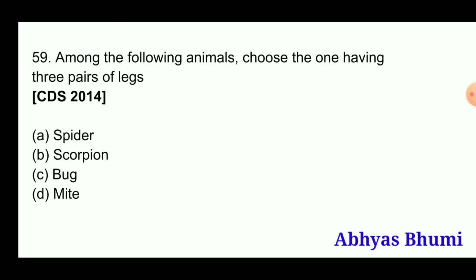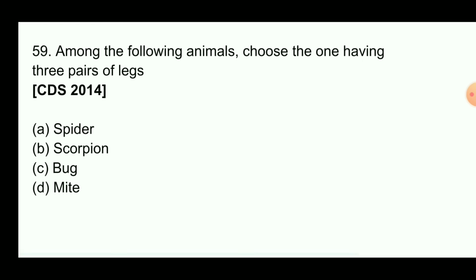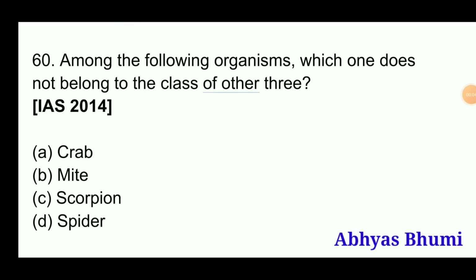Okay, next question on your screen. Among the following animals, choose the one having three pairs of legs. Option A, spider. Option B, scorpion. Option C, bug. Option D, mite. Tell me the right answer if you know. If you are going with option A, you are absolutely wrong, guys, because C is the right answer. It's B-U-G, bug.